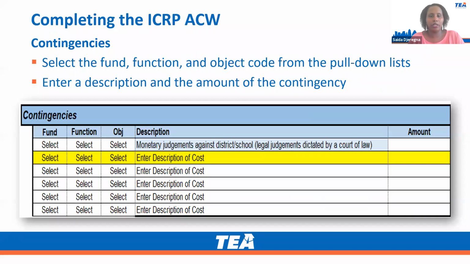Next, we have contingencies. These are funds set aside for possible future expenses, such as lawsuits, lawsuit settlements, or refunds to TEA. An example we gave here is a monetary judgment against the district or school. And these costs are excluded costs in the indirect cost rate calculation. That's why they are included in the workbook. Here again, you need to select the fund, function, and object code from the pull-down list, and also enter a description and the amount of the contingency.